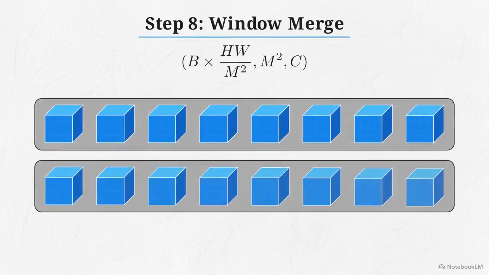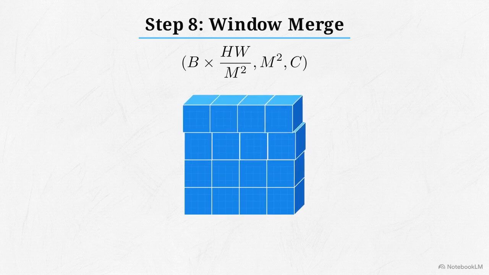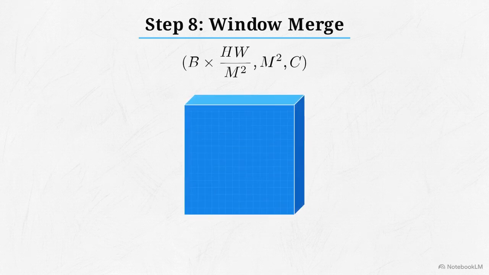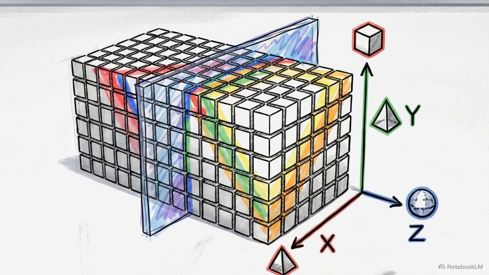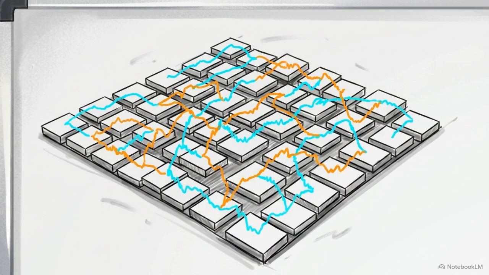Moving to step 8, window merge, the tensor must be reassembled from the isolated sequence format back into a continuous spatial block. The output shape reverts precisely to our original 4 dimensions: b, h, w, and c. Step 9, projection back, finalizes the block by passing the data through a linear layer. WMSA isolates the windows perfectly. However, it leaves us with a fractured view of the image. Connecting the context between those isolated grids mandates the SWMSA block.